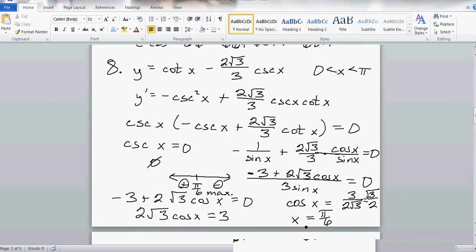So the question becomes, where does it occur? It occurs at pi over 6. What value does that give us? We have to go back to the original: cotangent of pi over 6 minus 2 root 3 over 3 cosecant of pi over 6 all equals negative root 3 over 3. So where is the maximum? At pi over 6, negative root 3 over 3.